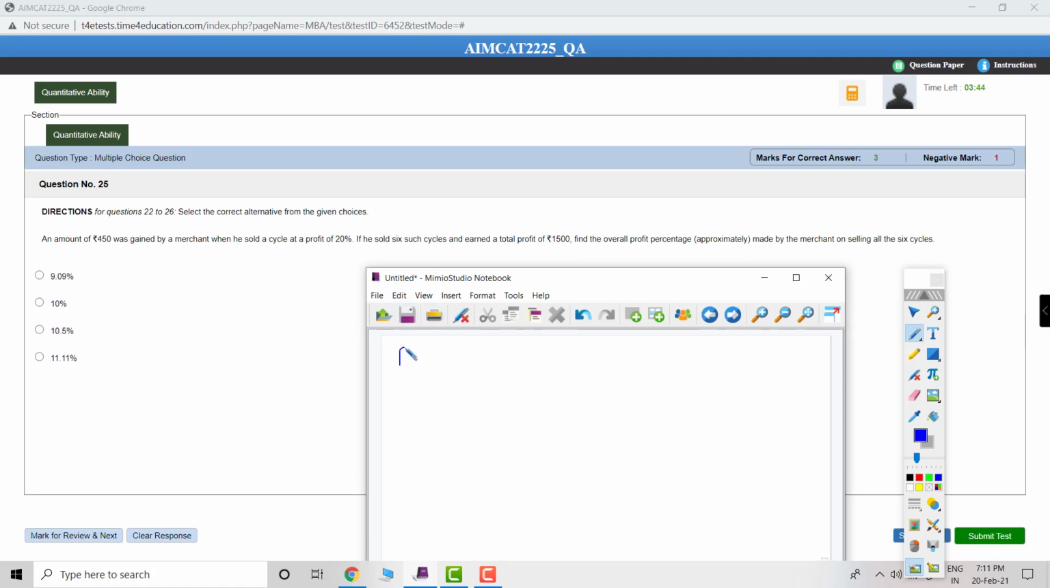Okay, profit is equal to what? 450 rupees. And the profit percentage is what? 20%. So from this we can say that 20% of cost price is equal to 450. So cost price is going to be how much? 2250, that is 450 into 5. Okay everyone, now look here.